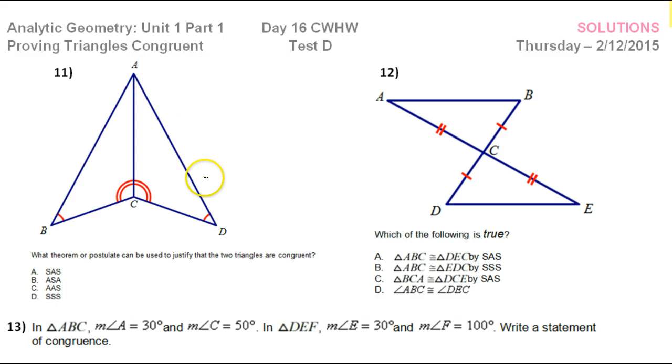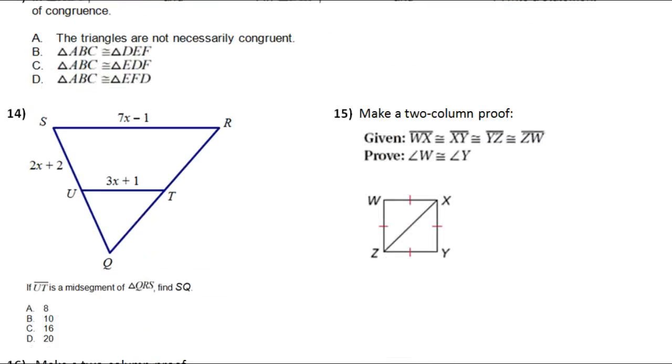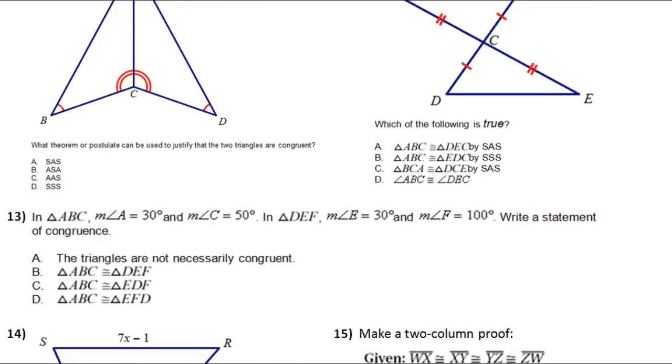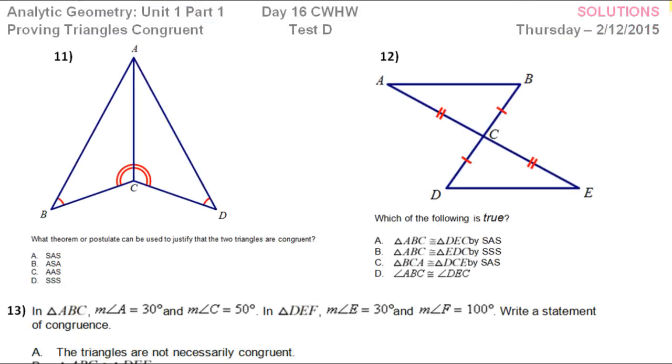Alright, this is part 2 of a review of proving triangles congruent. In this video, we will concentrate on how to tell whether triangles are congruent by angle, side, side, side, side, angle, side, hypotenuse, leg, and we will go all the way to making two-column proofs proving that triangles are congruent and corresponding parts of congruent triangles are congruent. CPCTC.